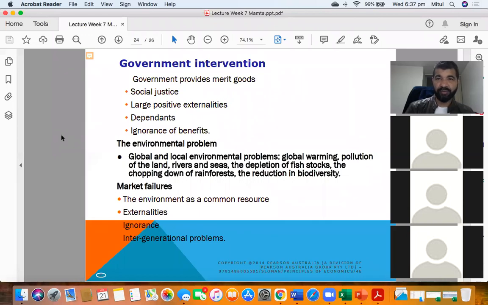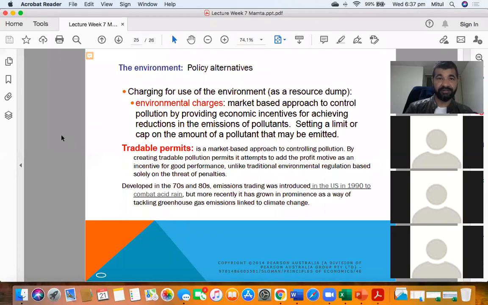So government provides more merit goods and more public goods. As a result, people get more knowledge and become more aware of the societal benefit and societal cost.